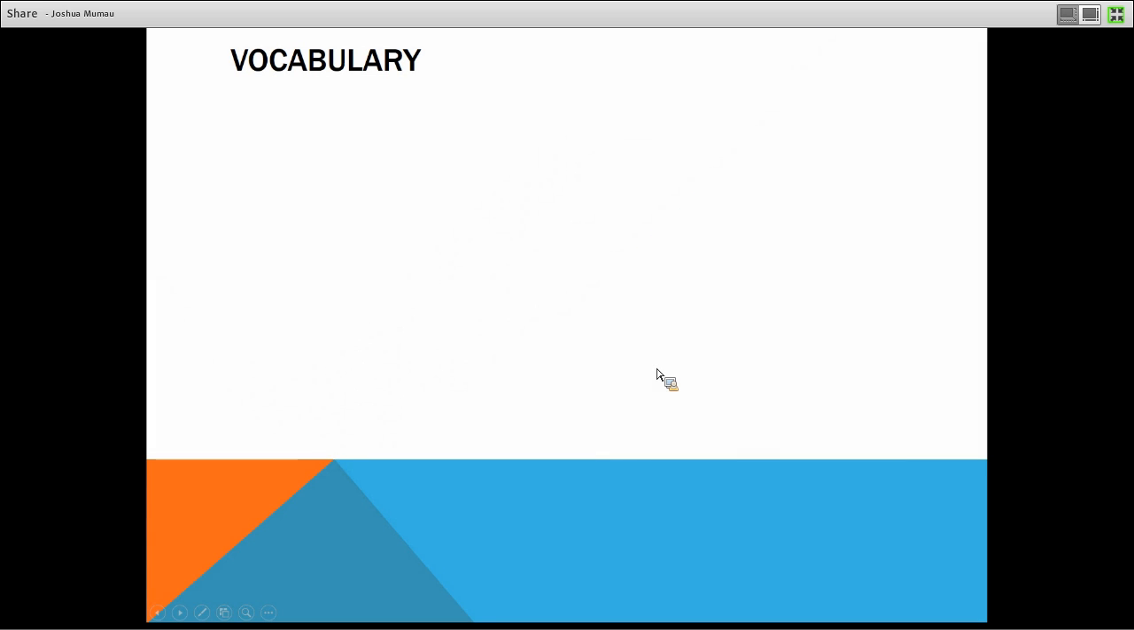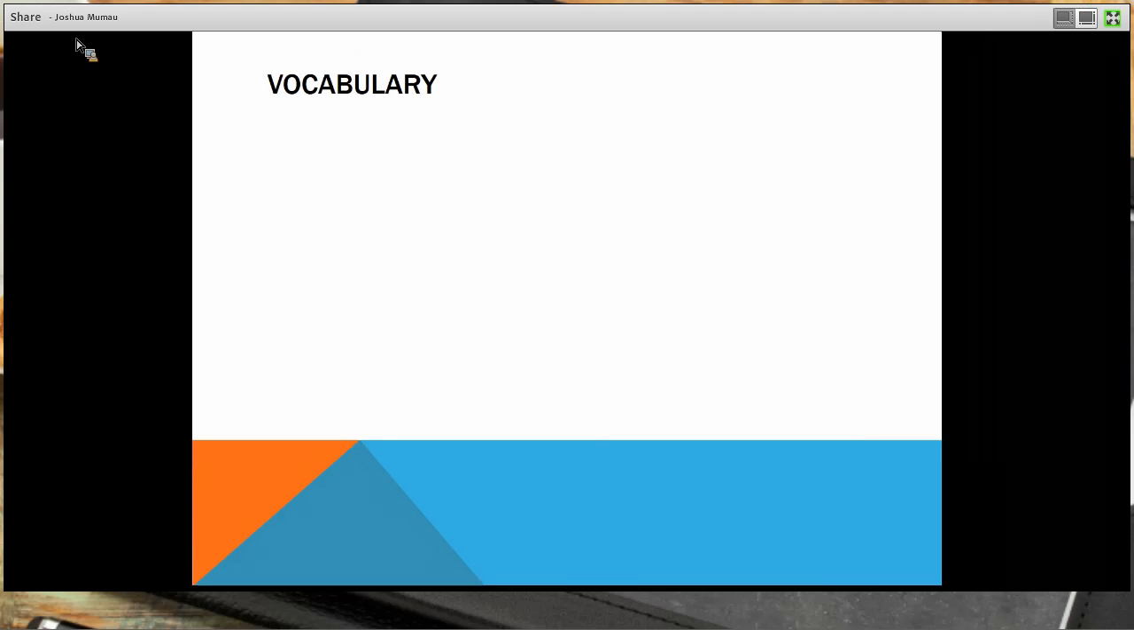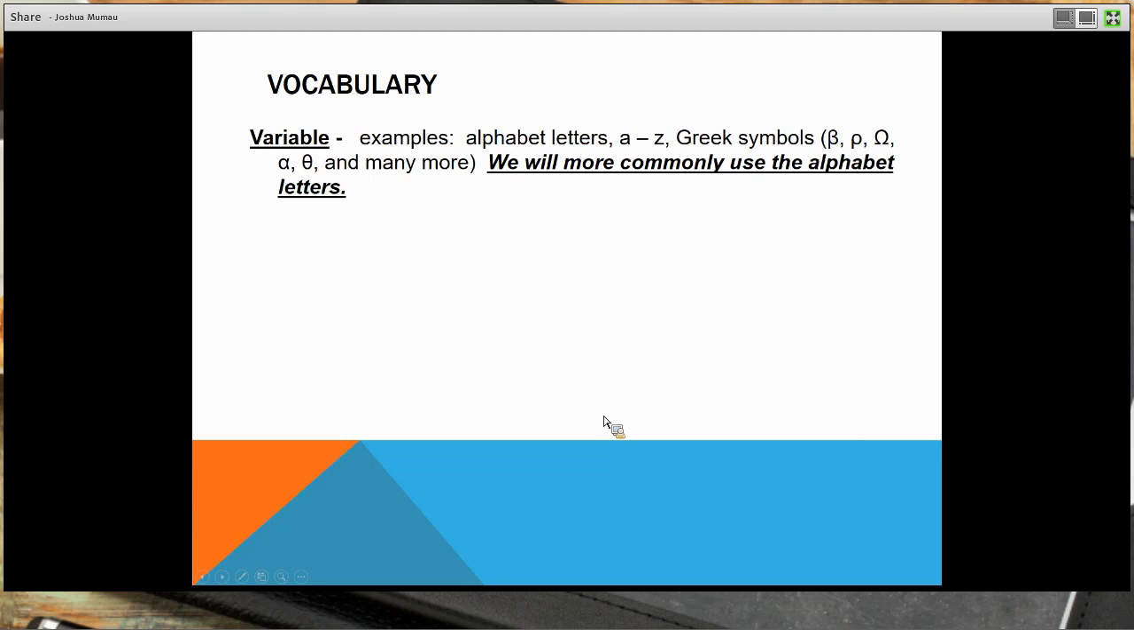First, before we start our lesson, we need to discuss the vocabulary that is in this. The first one, a variable. Well, a variable is a symbol that represents a number or a set of numbers. We are going to more commonly see alphabet letters. In geometry, you will see Greek symbols such as beta, rho, omega, alpha, theta, and many more. However, for this class, we are going to focus on alphabetical letters that will be used as variables.